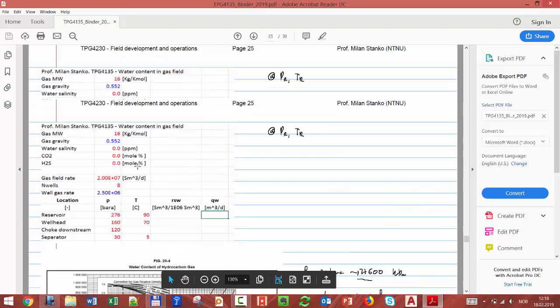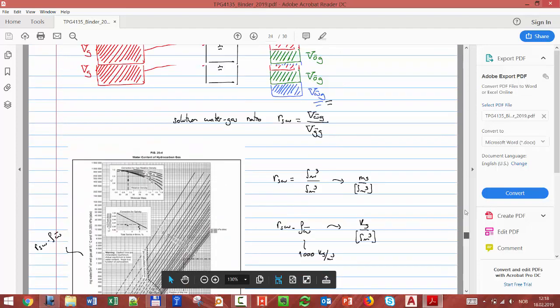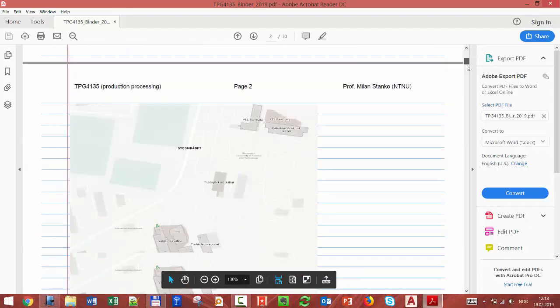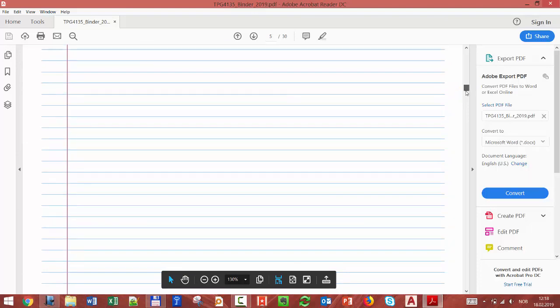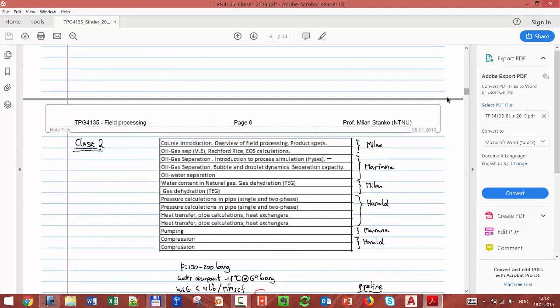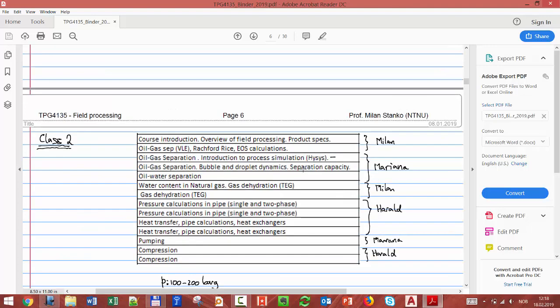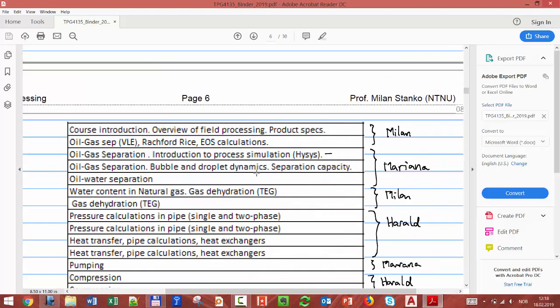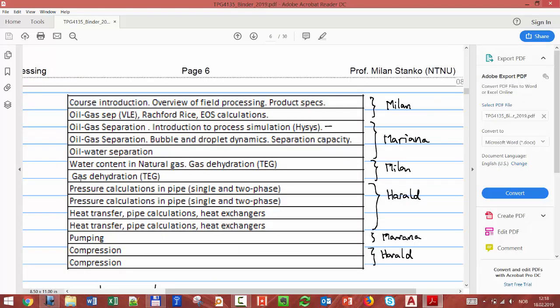Okay, so we just, to get a bit of the overview, I think we had the plan of the lectures here. We are now almost reaching the middle of the teaching. This week, the topic is gas dehydration using TEG, triethylene glycol.